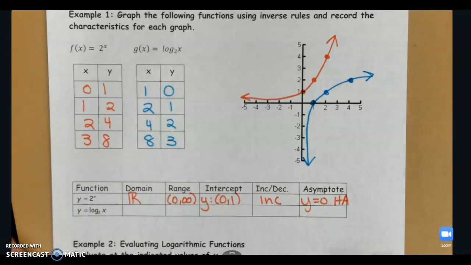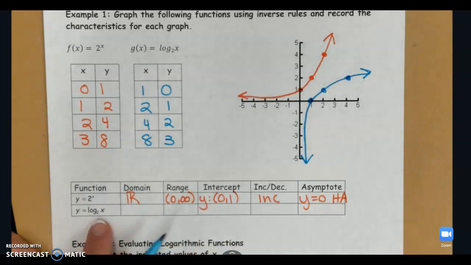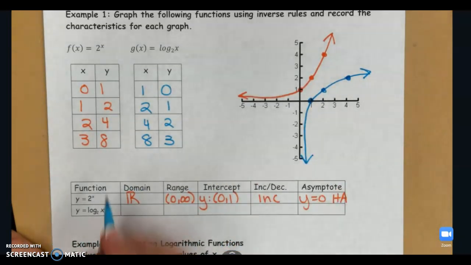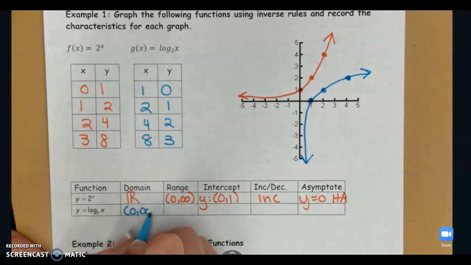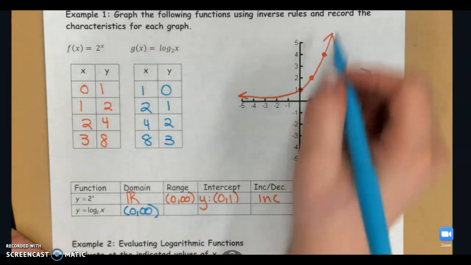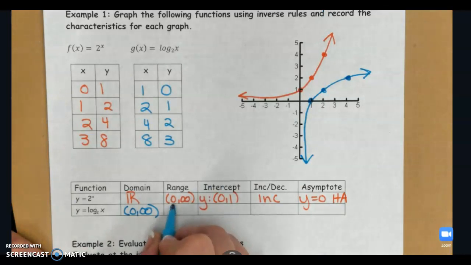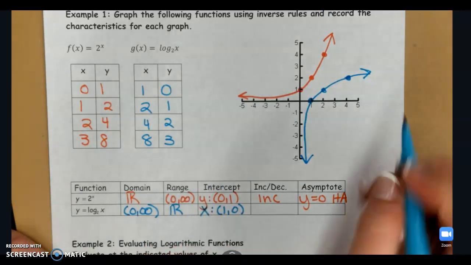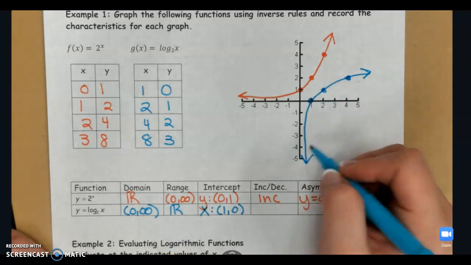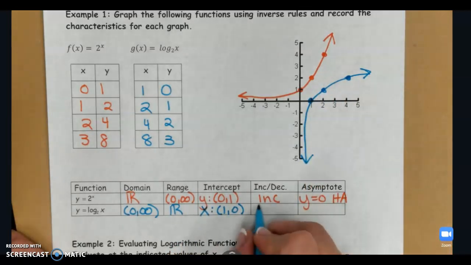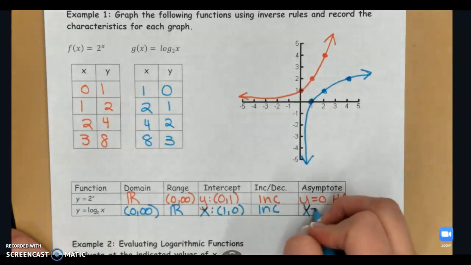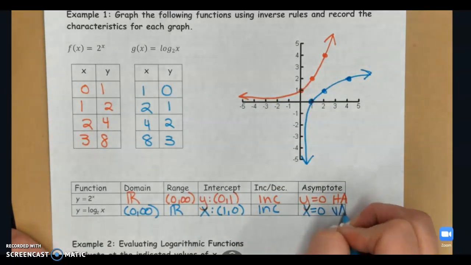Okay, let's compare now these characteristics. For my log function, my domain, right, it's never crossing the y-axis, so my domain is all positive values. My range is now all real numbers. I have an x-intercept at 1, 0. My function is still increasing. If I'm walking from left to right, I'm going uphill. And now I have a vertical asymptote at x equals 0.